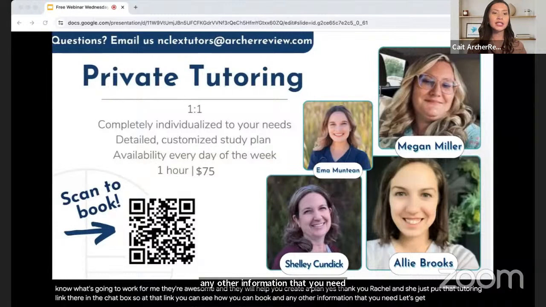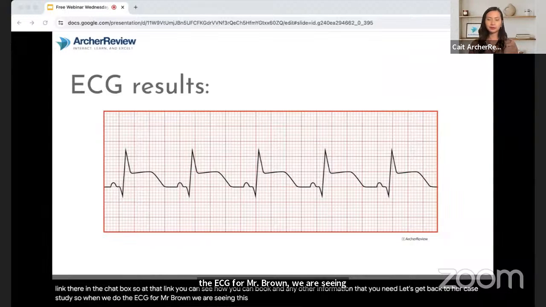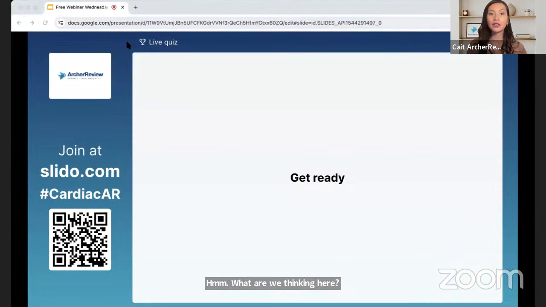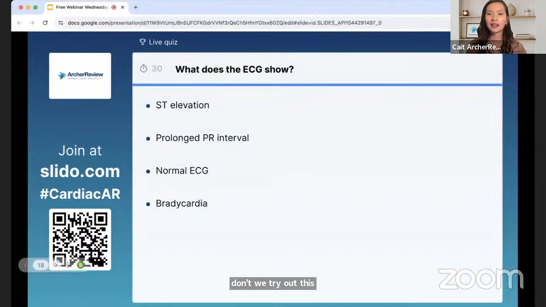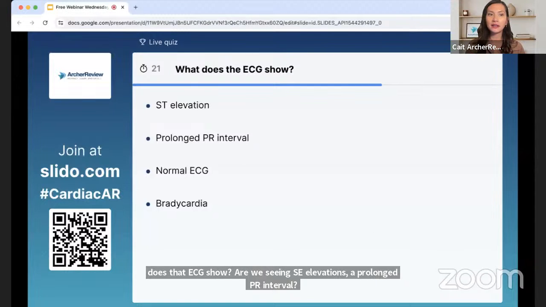Okay, let's get back to our case study. So when we do the ECG for Mr. Brown, we are seeing this. What are we thinking here? What is the concern? Why don't we try out this question? What does that ECG show? Are we seeing ST elevations, a prolonged PR interval, a normal ECG, or bradycardia?